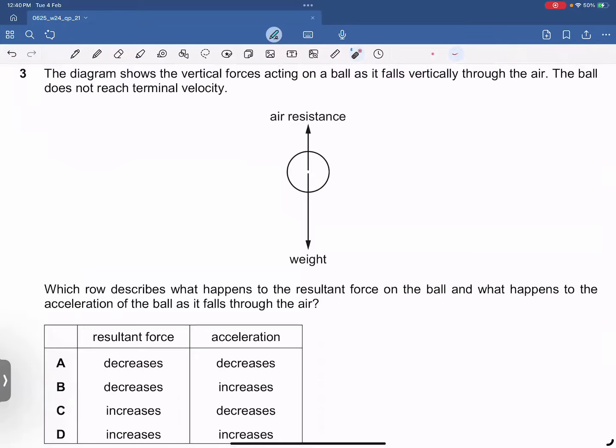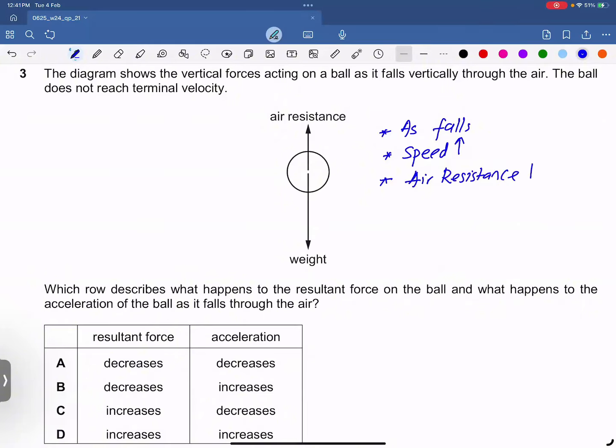The diagram shows a vertical force acting on a ball as it falls vertically through air. The ball does not reach terminal velocity. Which row describes what happens to the resultant force and what happens to the acceleration? Here is the concept. As the ball falls, its speed increases. And when speed increases, the air resistance, which is opposing the ball, also increases.